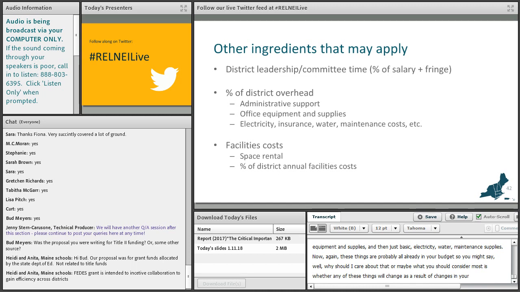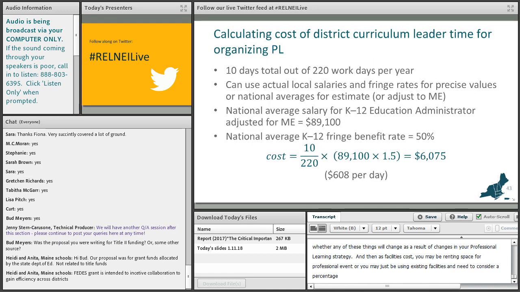And then there's facilities costs. You may be renting space for a special event, or you may just be using existing facilities and need to consider a percentage of those costs.